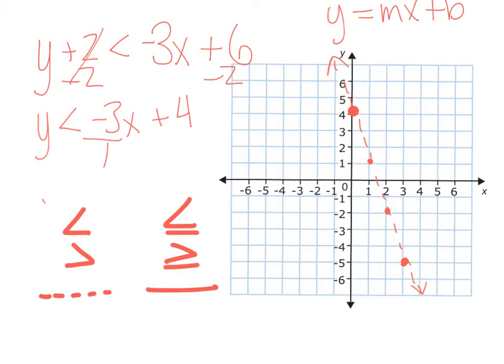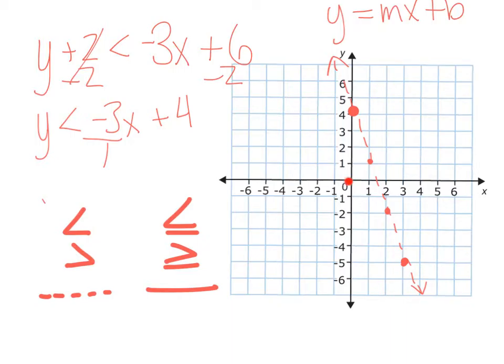So for inequalities, we shade either one side of our plane or the other. So this one has a less than symbol as my inequality. Remember, less than means we shade below the line. If it were a greater than symbol, that's when we shade above the line. There's another way to do that as well if we wanted to use a test point.